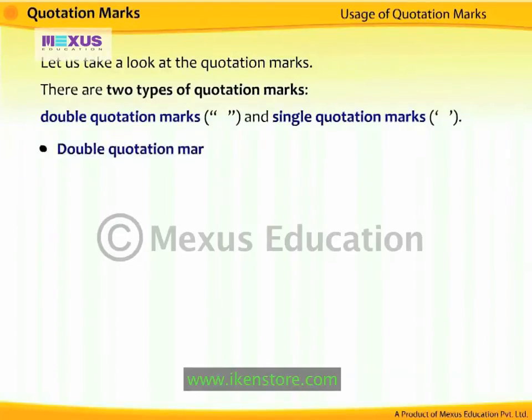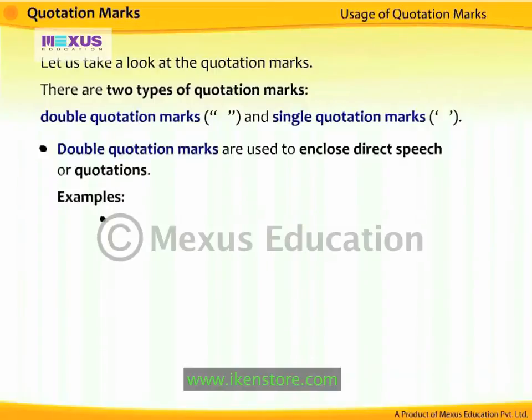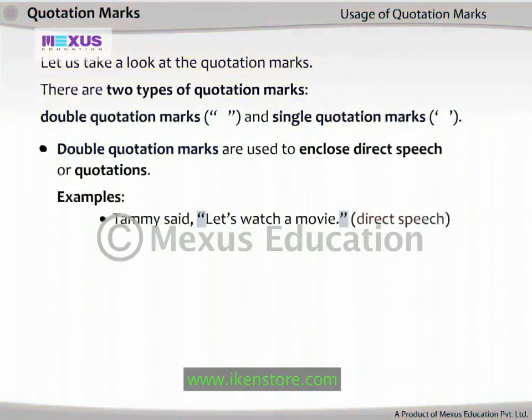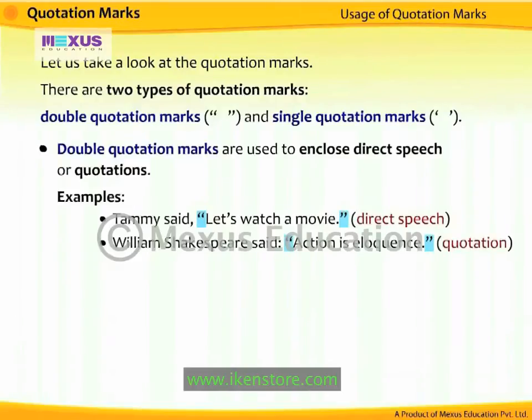Double quotation marks are used to enclose direct speech or quotations. For example, Tammy said, "Let's watch a movie." Here, double quotation marks are used to enclose direct speech. William Shakespeare said, "Action is eloquence." Here, double quotation marks are used to enclose a quotation by the famous writer William Shakespeare.